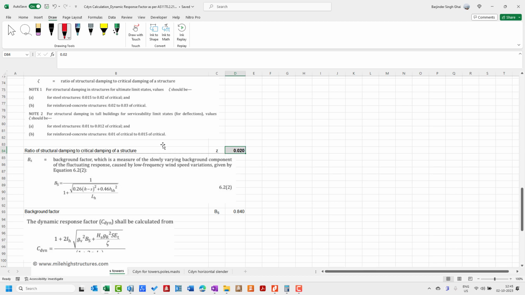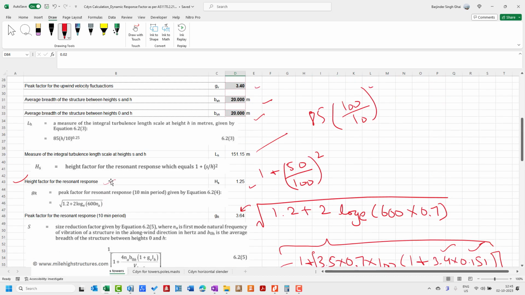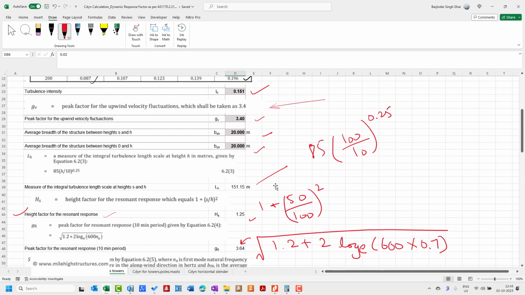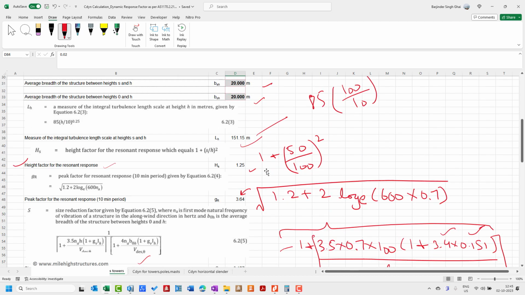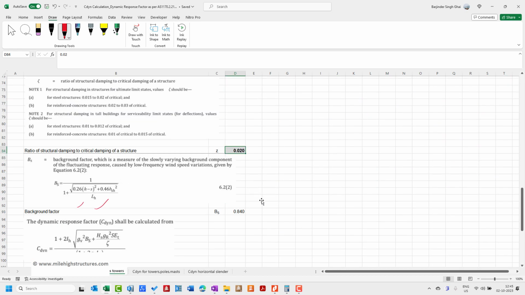After that, the background factor. This is quite easy also. It is a simple equation: 1 plus 0.26 (H minus S) plus 0.46 BSH, that is the breadth of the structure between height S and H, divided by LH. S in our case has been assumed as 0. LH we have already calculated above, this measure of integral turbulence length scale at height S and H, as 151.15 meter. So putting the values in this equation, we can simply calculate the background factor as 0.84.